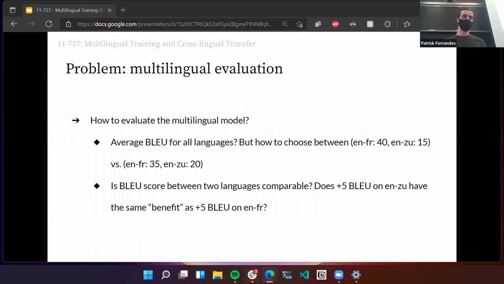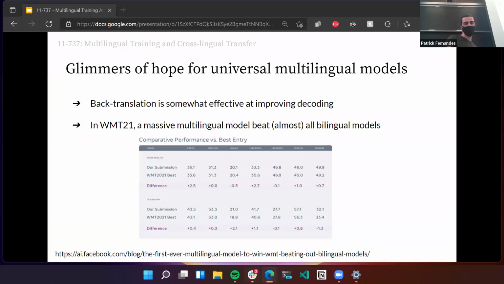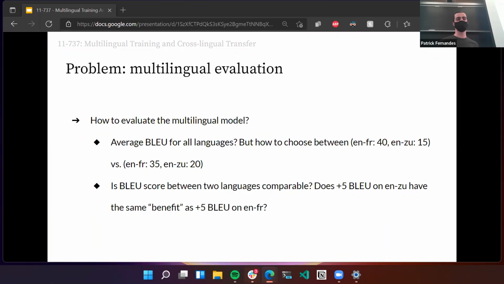Okay, finally, the last problem: how to do evaluation. So we have this massive multilingual model, and if you go back, there's a bunch of BLEU improvements there, great. But how do we compare all of this? Let's say you're considering BLEU. How do you choose between a model that has 40 on English-French and 15 on English-Zulu versus a model that has 35 on English-French and 20 on Zulu? It's not clear because it depends on what you care about.